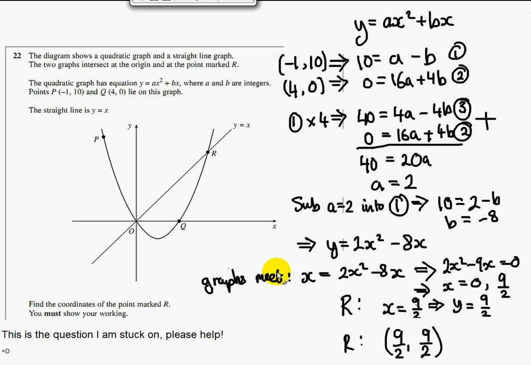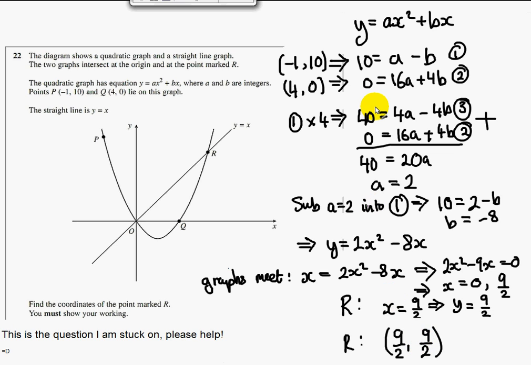Now at point R, there's 2 points where the lines cross, here and there. We've got x equals 0 and 9 over 2. But this is the x equals 0 bit, so R must be the 9 over 2 bit. So when x equals 9 over 2, that must be where R is. And since y is equal to x, let's use this equation. That means the y value must be the same as the x value, as y equals x says. Therefore, the point R is (9/2, 9/2).